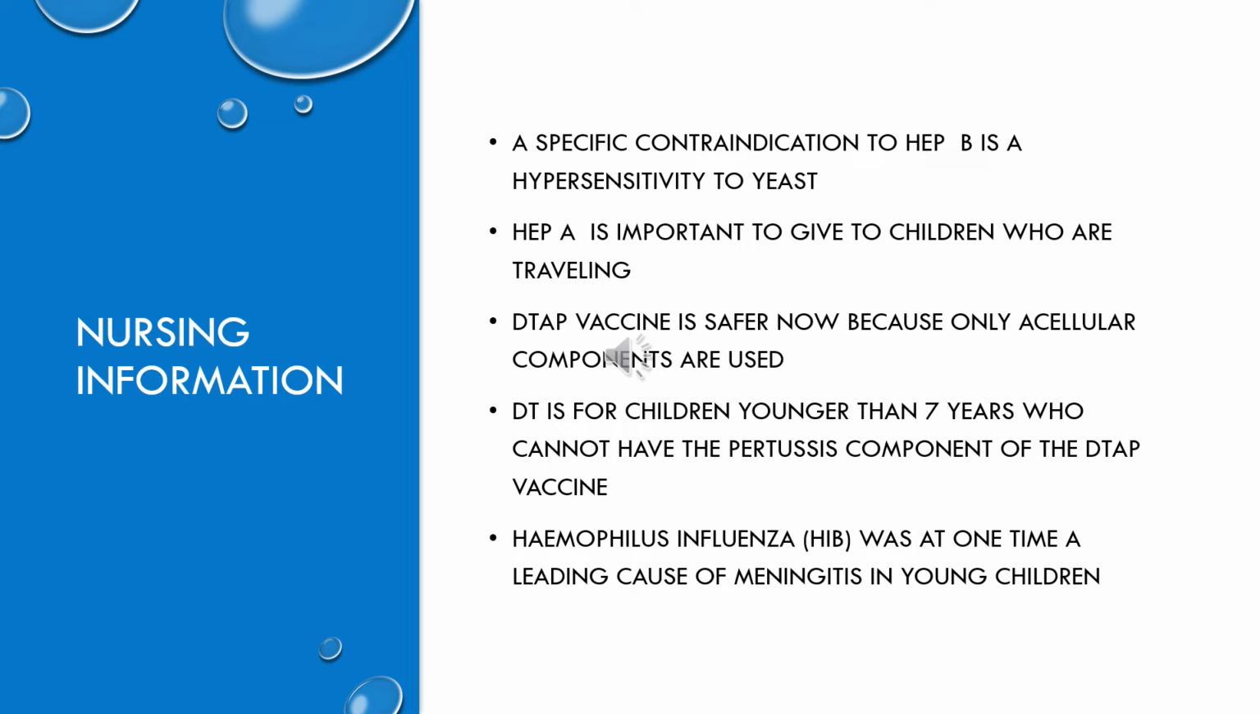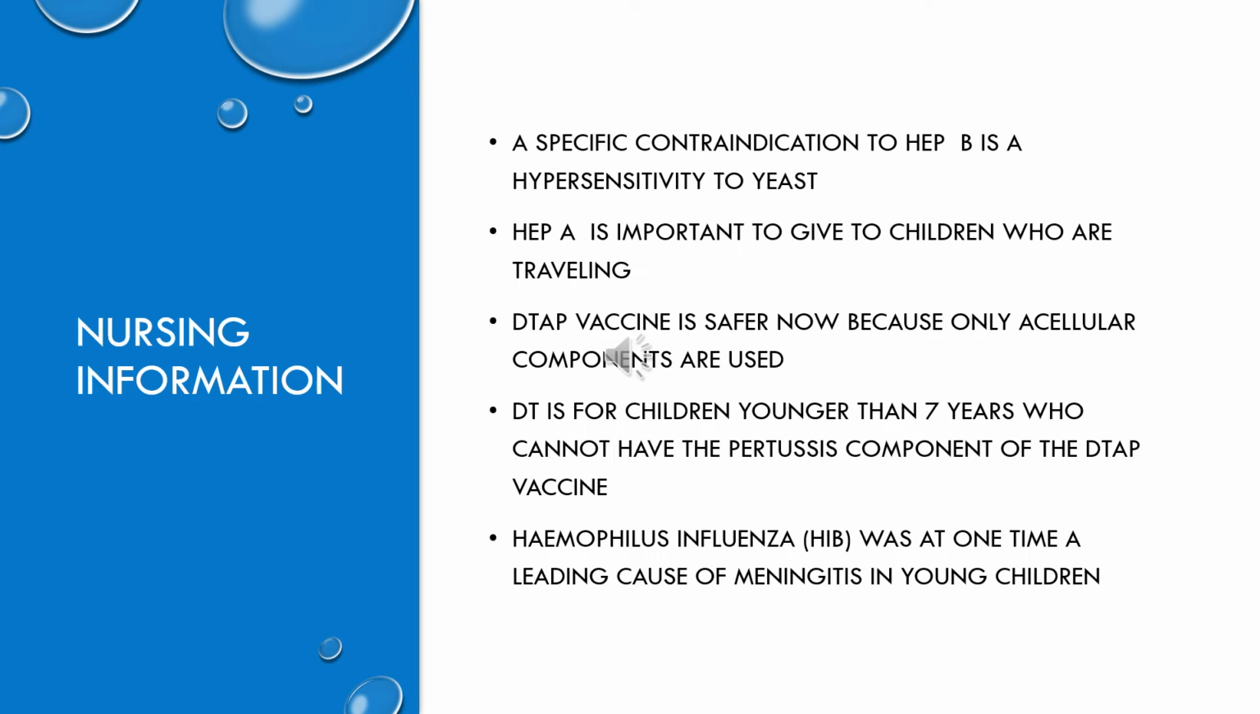Your DTaP vaccine is safer now because only acellular components are used. So when we go back, they're only using part of it, not all of it. So those do make them safer. DT is for children younger than 7 years who cannot have the pertussis component of the DTaP. So that's diphtheria, tetanus, and pertussis. There are various formulations of that, and when I read those schedules, you'll see that there are multiple combinations that sometimes they are called. But just know, DT has the diphtheria and the tetanus. It's just lacking the pertussis component of the vaccine.